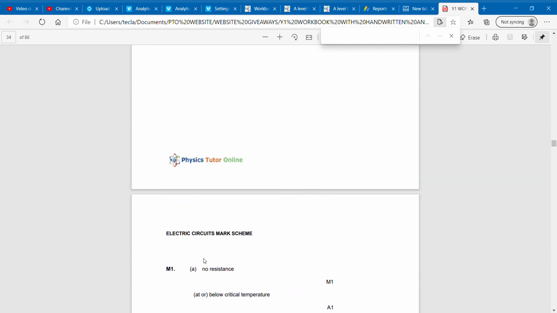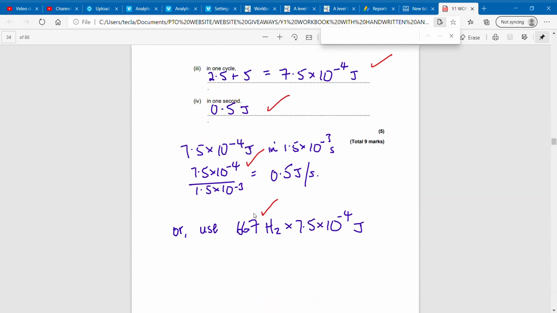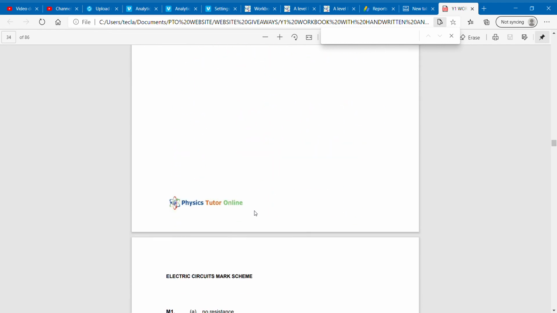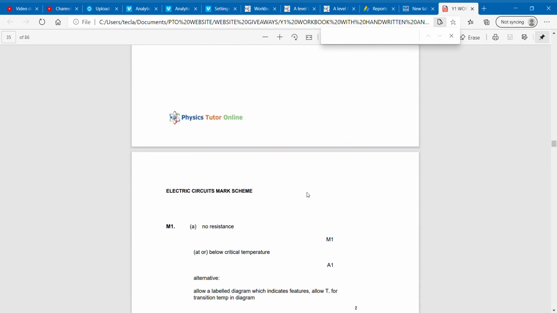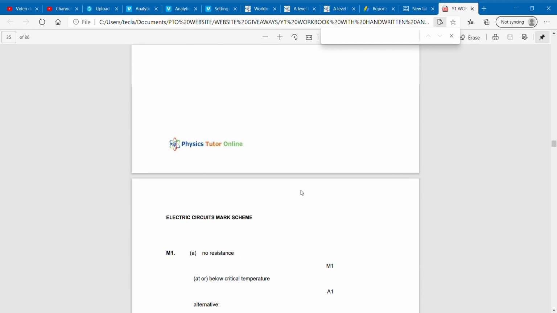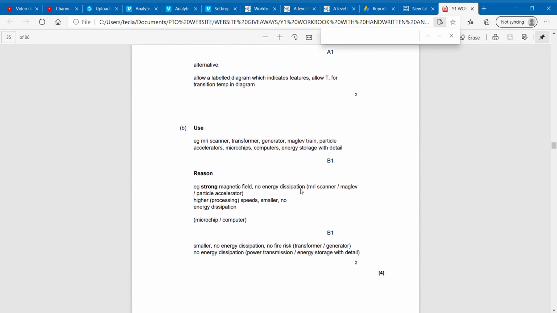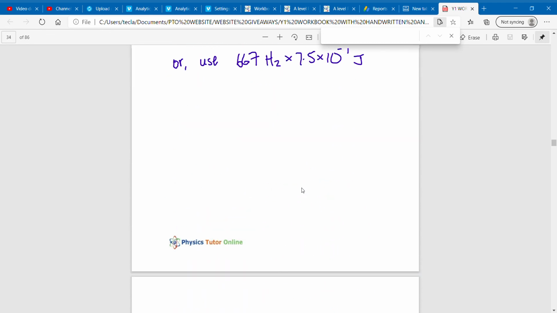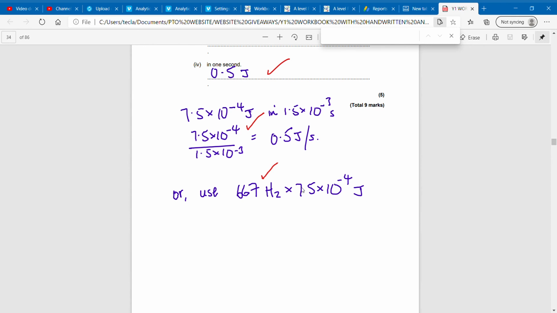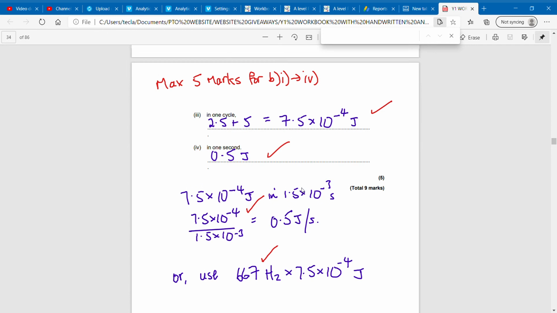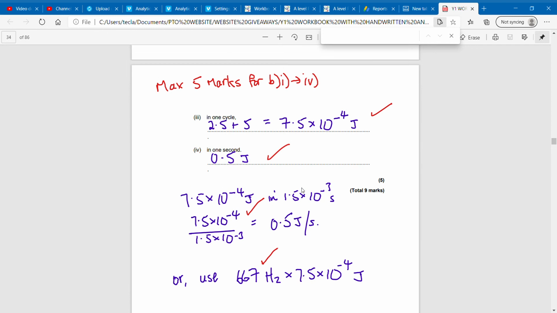So that's now the end of the electric circuits questions run through. If you have the workbook, you've got the mark scheme here, and you can always have a look through that as well. But hopefully the explanations that I've given have made it a little bit easier for you to see what's needed in each question, rather than just having to try and interpret the mark scheme.